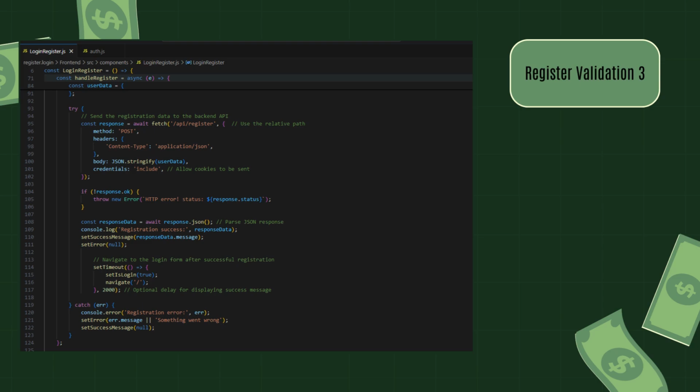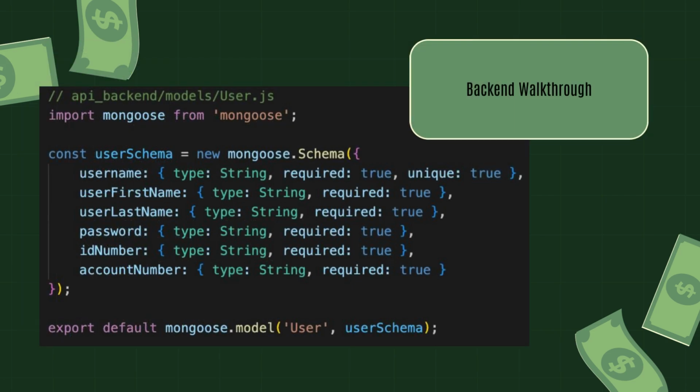First name and last name must be letters. ID number, exactly 13 digits. Account number, 8 to 12 digits. Once the data has passed the validation process, the password gets hashed using bcrypt, and it gets sent to the database.